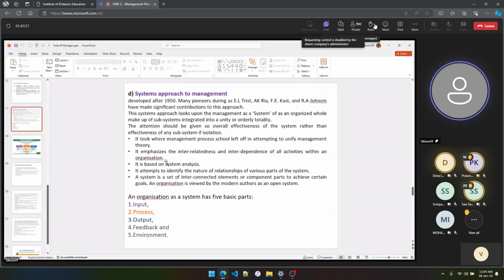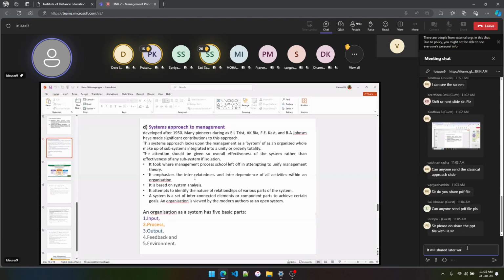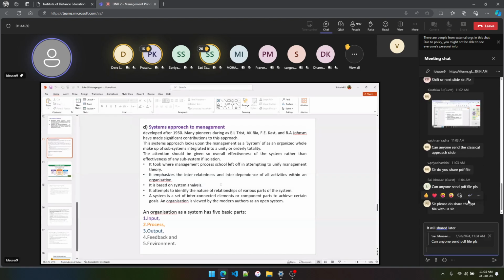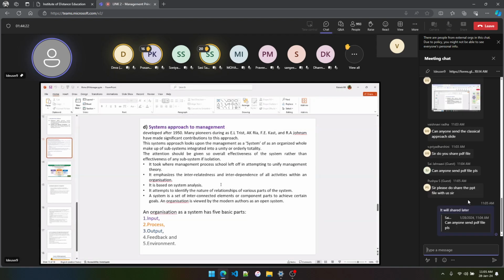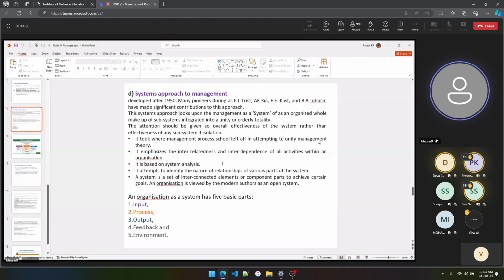It took up where the management process school left off in attempting to unify management theory. It emphasizes the interrelatedness and interdependence of all activities within an organization. It is based on system analysis. It attempts to identify the nature of the relationship of various parts of the system. A system is a set of interconnected elements or components, parts, to achieve certain goals. An organization is viewed by modern authors as an open system.